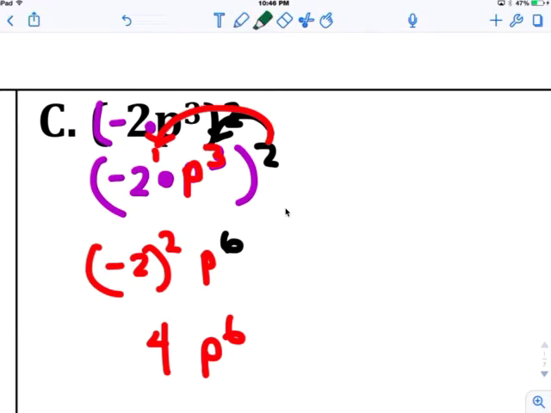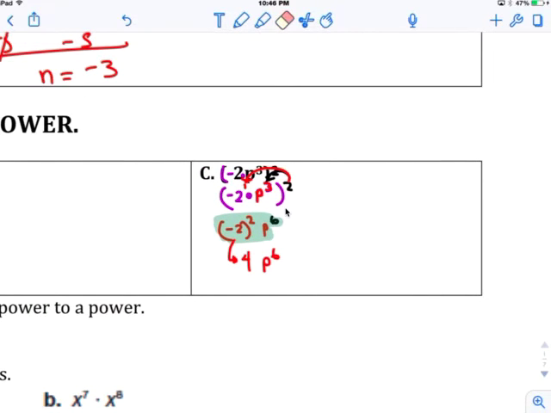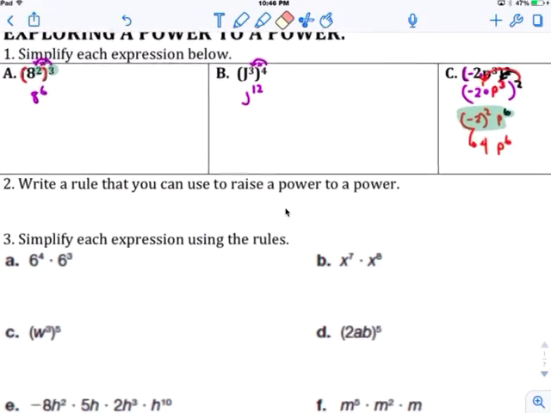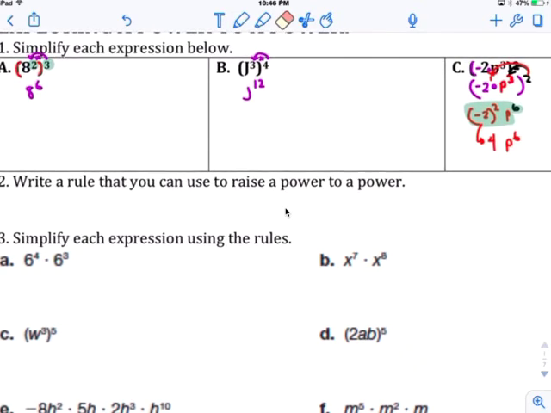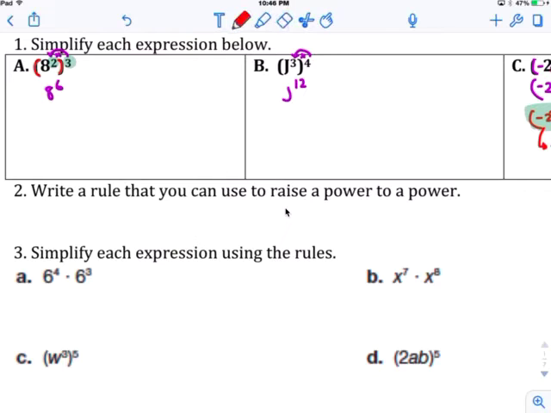Or you can just leave it like this. But you need to know that this can be simplified further when it's this easy, when it's only to the 2nd power. When it's to like the 10th power, you can't do that. Write a rule used to raise a power to a power. Distribute, right? Distribute, which means to multiply the powers.